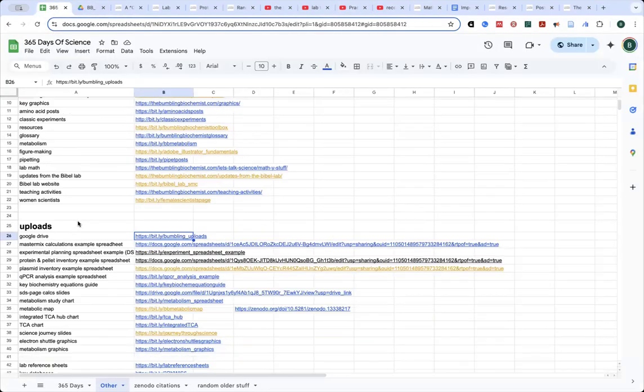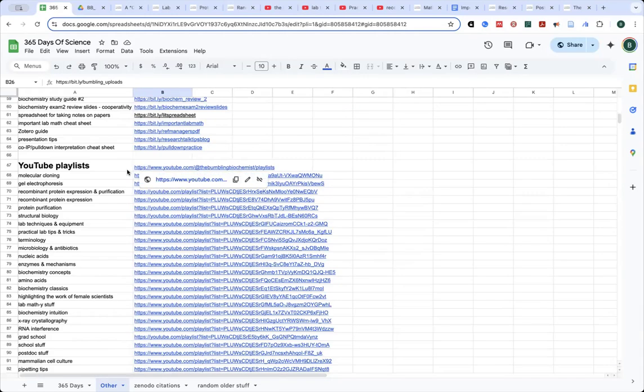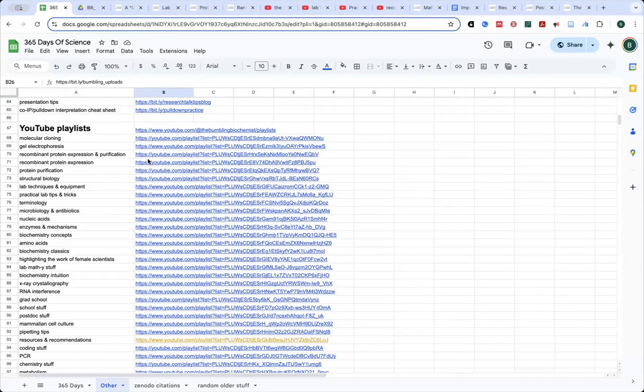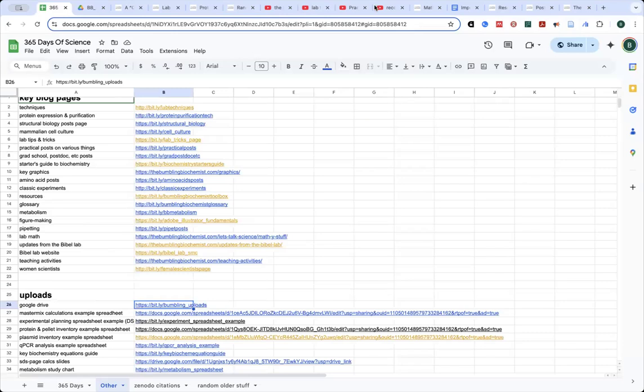And so again, you can find these all if you look at my YouTube. This will take you to the list of playlists, and this will take you to individual playlists. And so you can see that I have ones on protein expression and purification. If you want ones on gel electrophoresis, things like this, you can find them here.